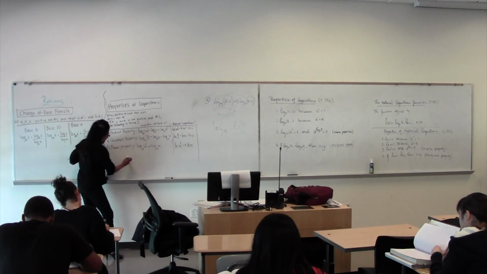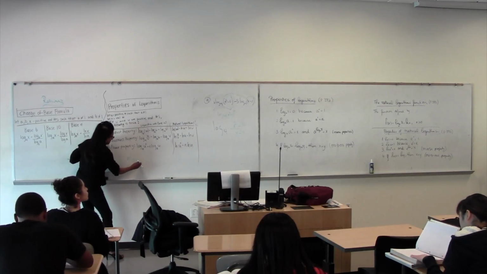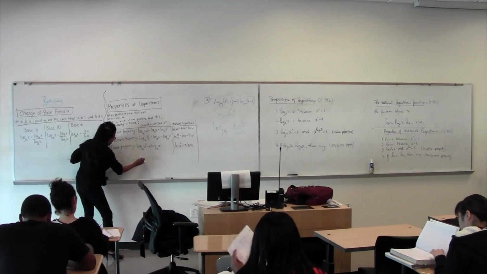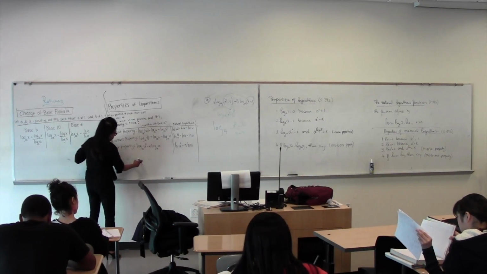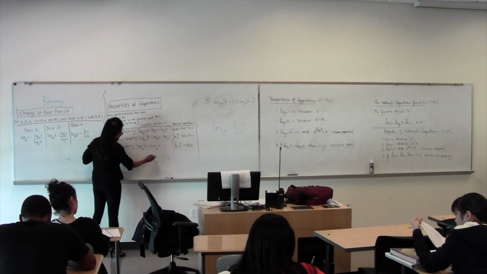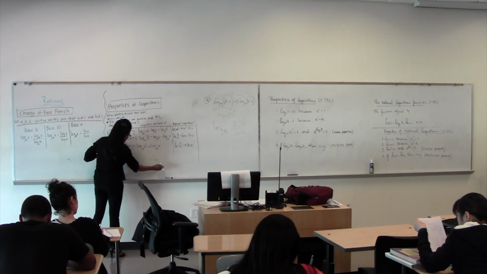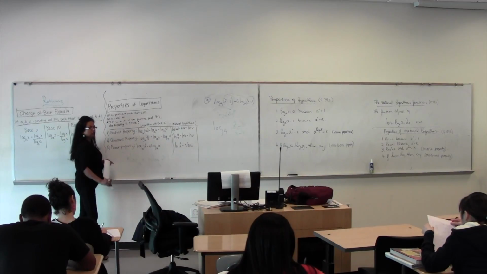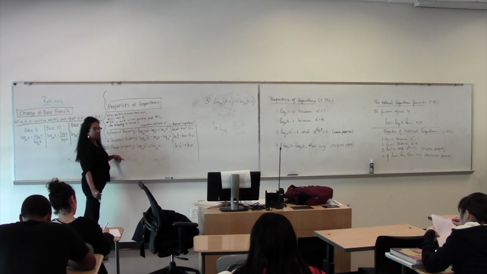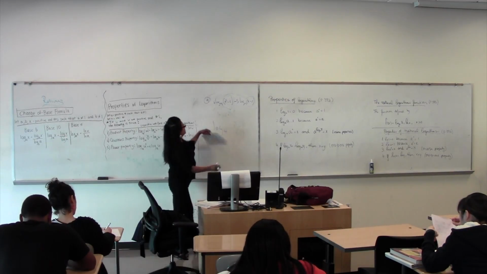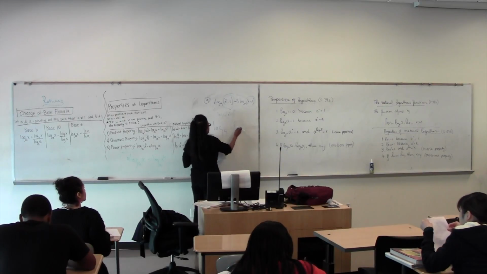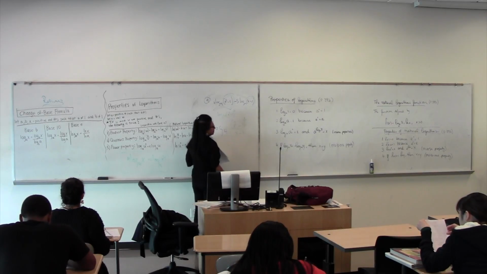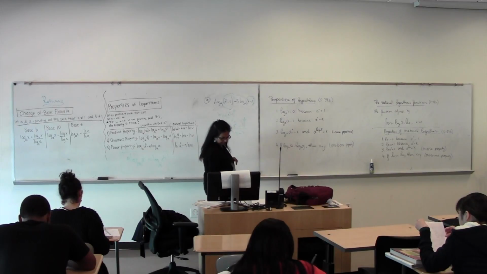If you have n log base a of x, it means log base a of x to the power n. It's the same rule. This is called the power rule, the power property. So first I didn't see this 6 here. First get rid of this. Now this. Okay?